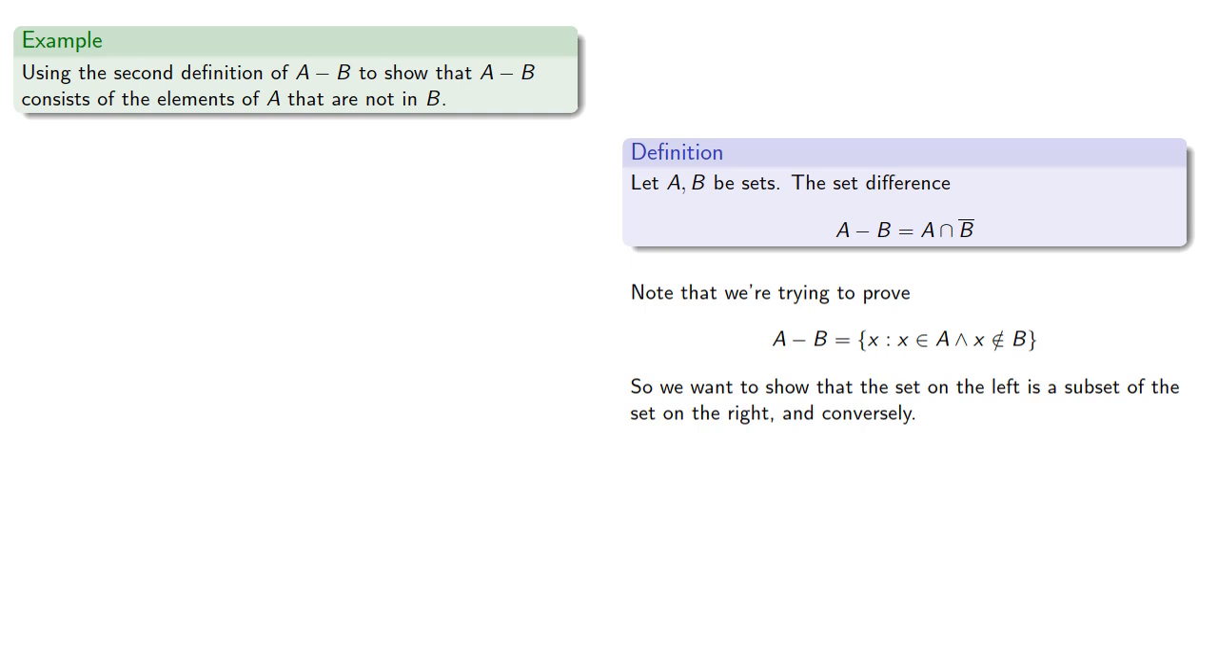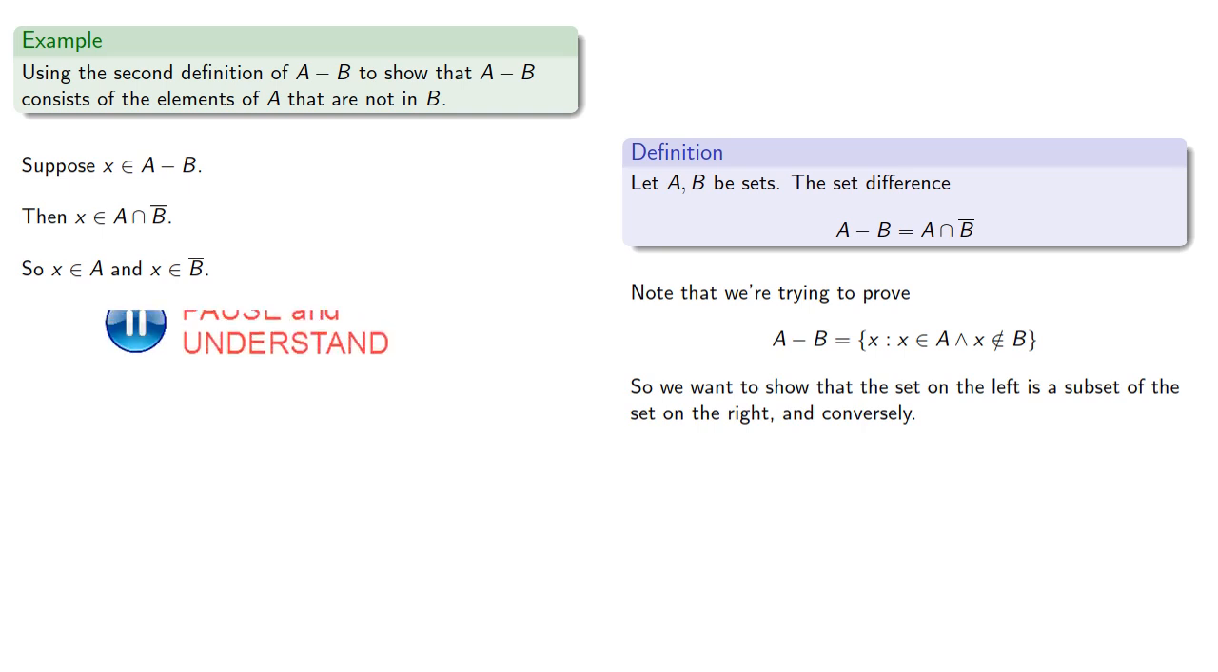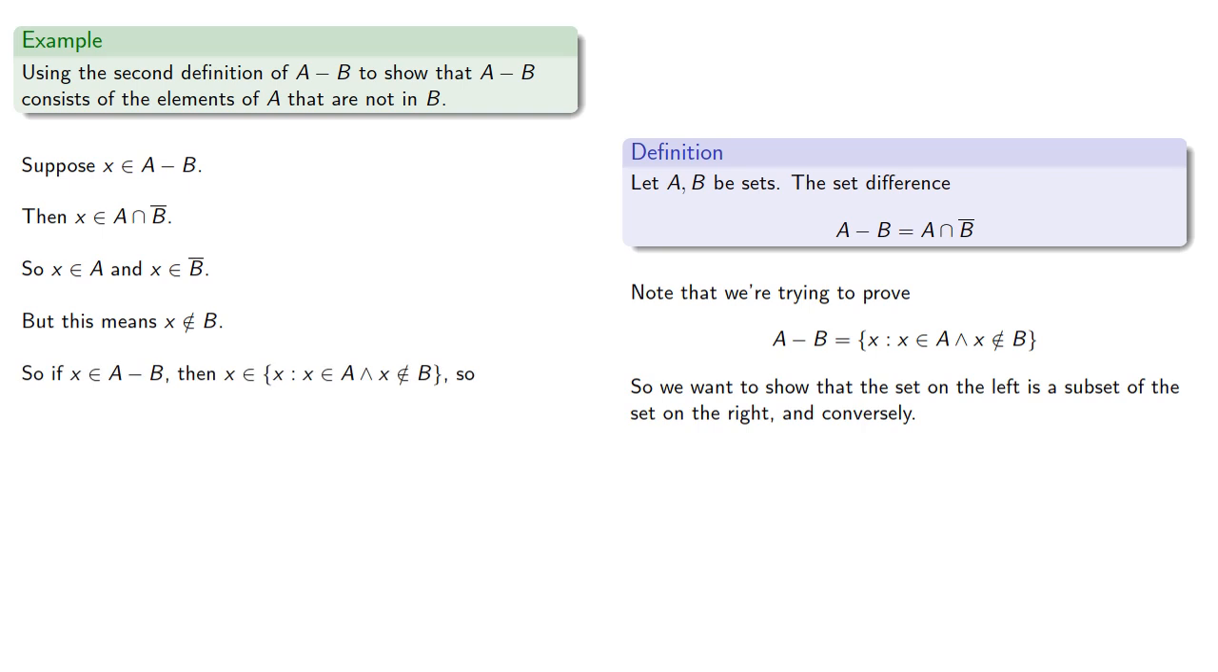and conversely. So suppose X is in the set difference, then by our definition, X is in the intersection of the two sets, and so that means X is in A and X is an element of B complement. But this means that X is not an element of B, so if X is in the set difference, then it's in the set defined this way, and so the set difference is a subset.